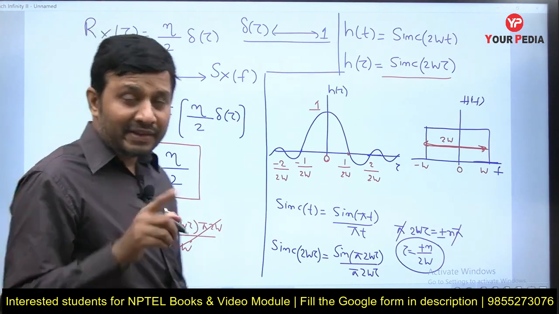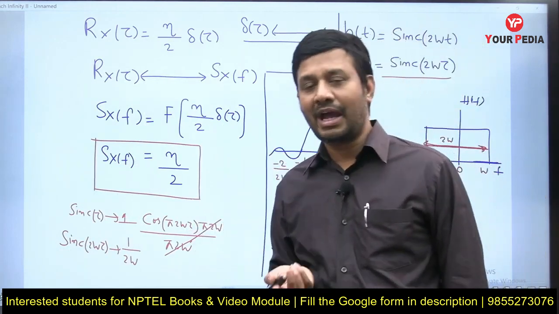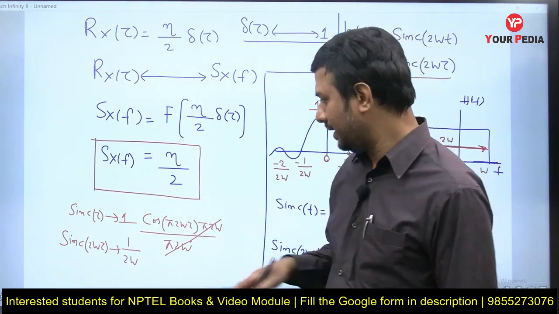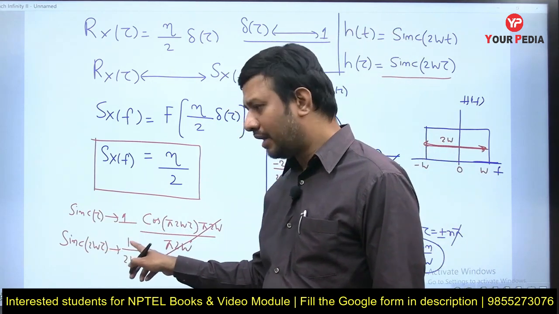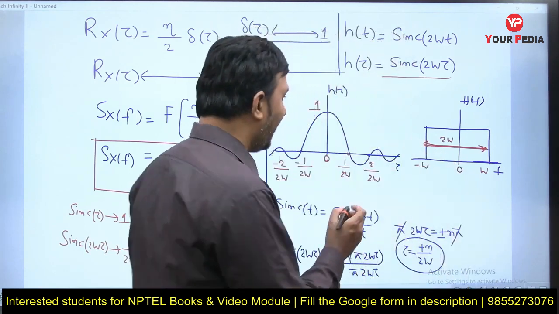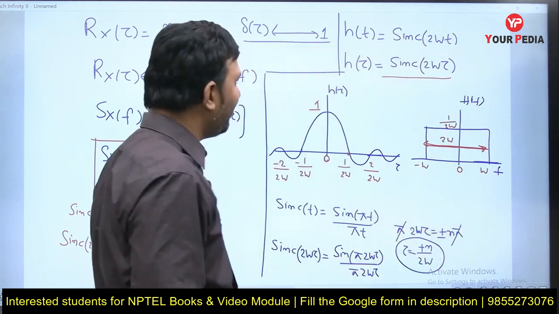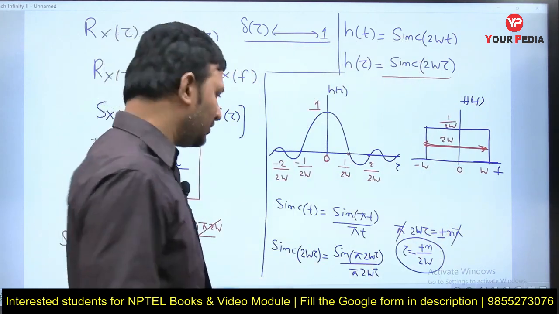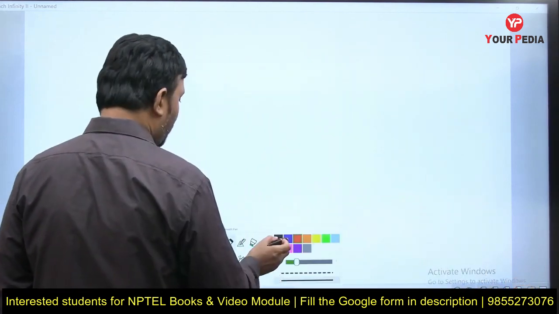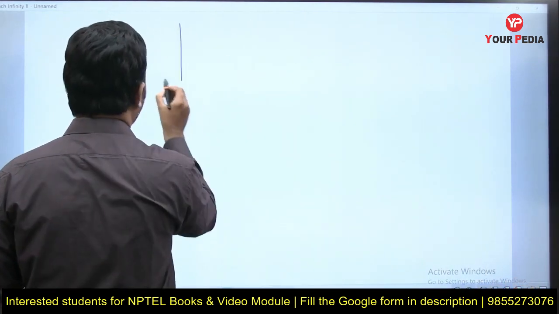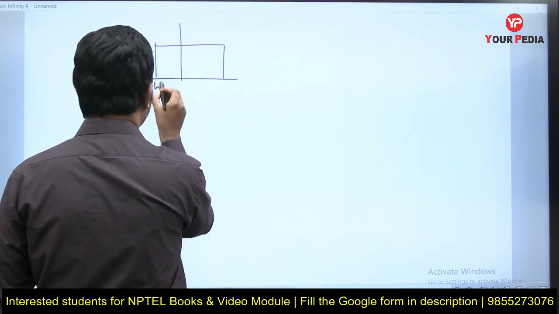If a signal x of t has area A, x of alpha t will have area A by mod alpha. So sinc t or tau has area 1, and sinc 2W tau has area 1 by 2W. So this height will be 1 by 2W. Wow, I got h of f. Now I can calculate the magnitude of h of f whole square. Yes, easily I can calculate. Now if that is h of f, what could be the magnitude of h of f whole square? That rectangular pulse multiplied with the same rectangular pulse, from minus W to W.